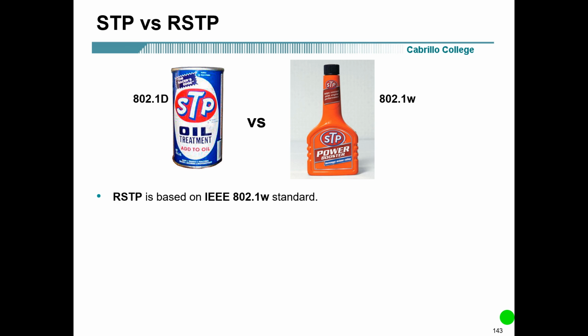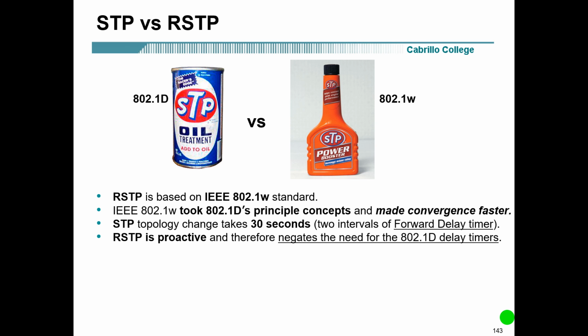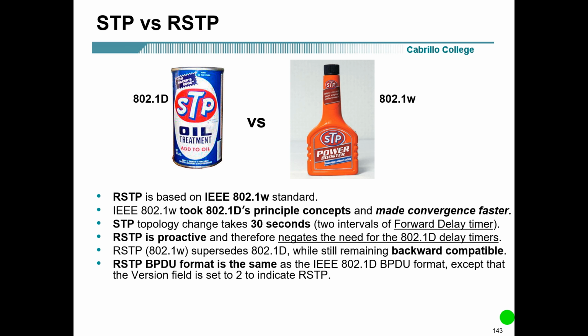RSTP requires full duplex point-to-point connections between the adjacent switches to achieve fast convergence. Half duplex denotes a shared medium, multiple devices. As a result, RSTP cannot achieve fast convergence in half duplex. STP topology changes take about 30 seconds, with 2 intervals involved for the forwarding delay timer. While RSTP is proactive and therefore negates the need for the 802.1D delay timer, 802.1w supersedes D while still remaining backwards compatible.